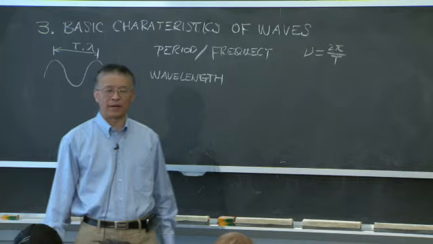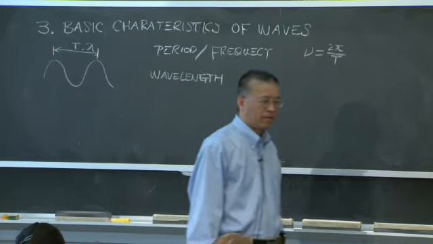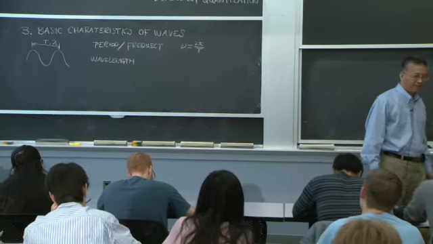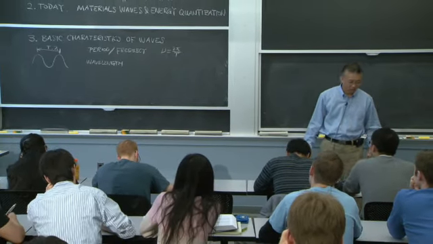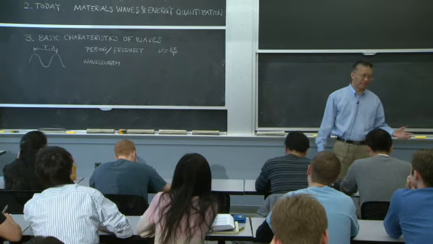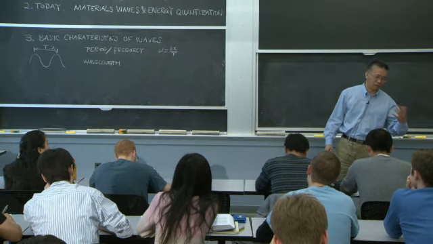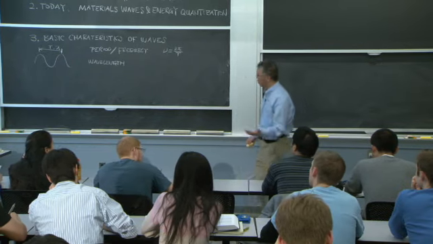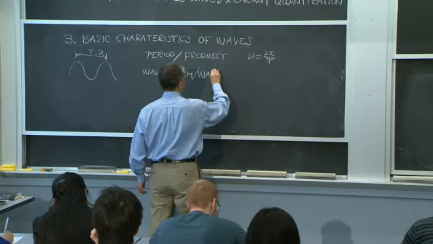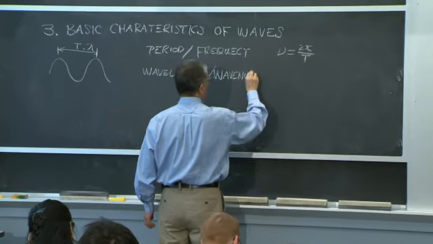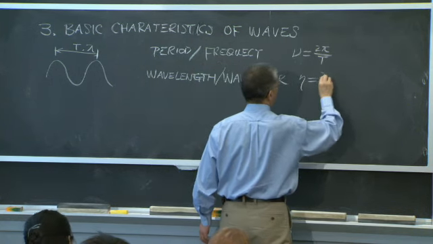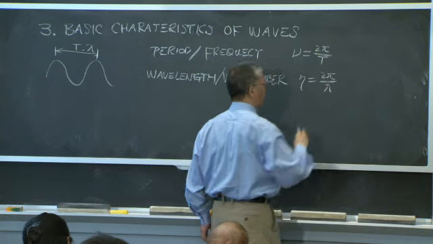What's the corresponding Fourier inverse? Wave number. That's probably a less familiar one, you don't use it often, right? So the wave number eta equals 2 pi over lambda.